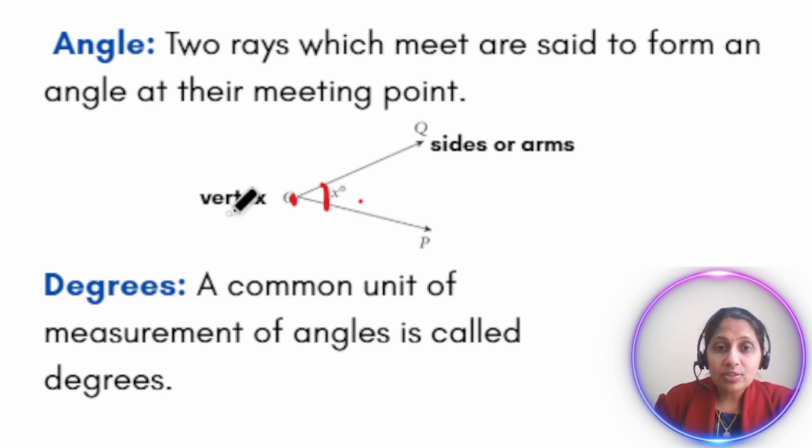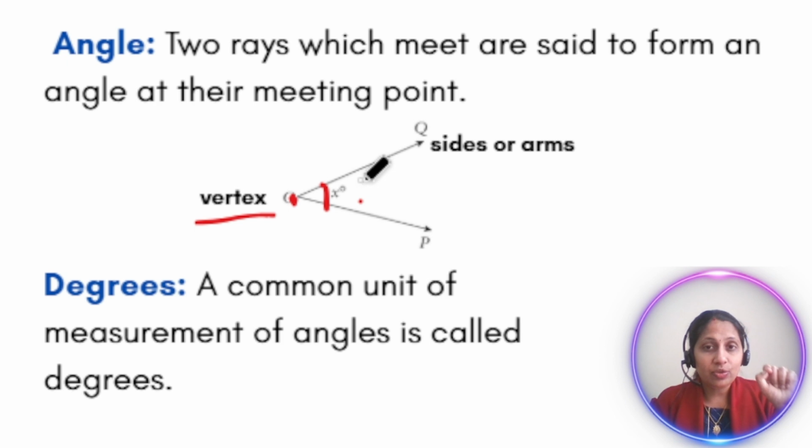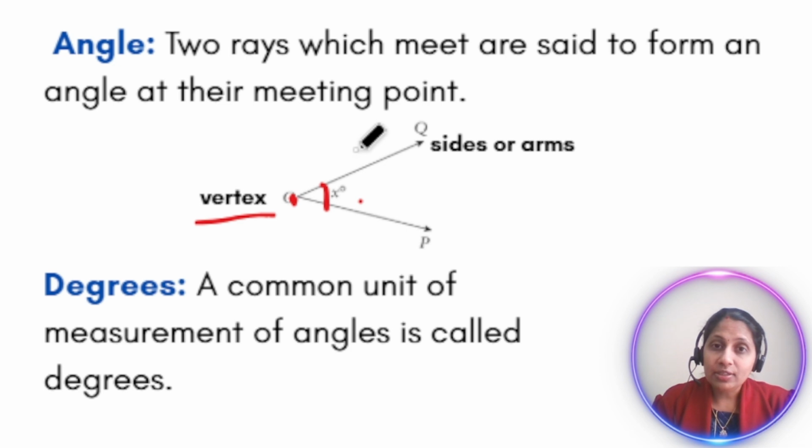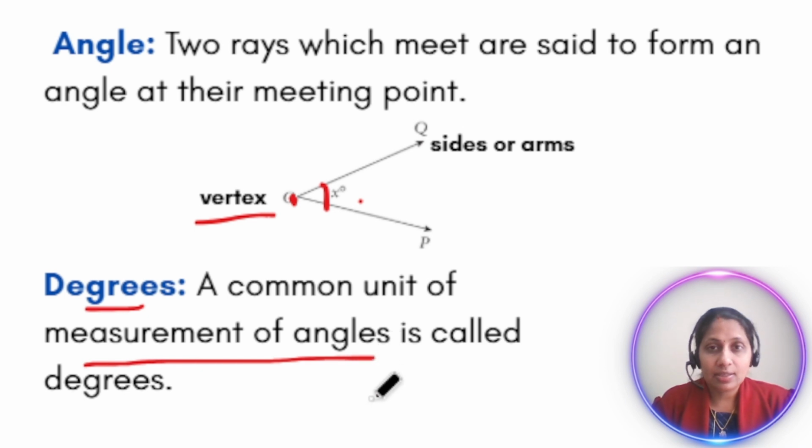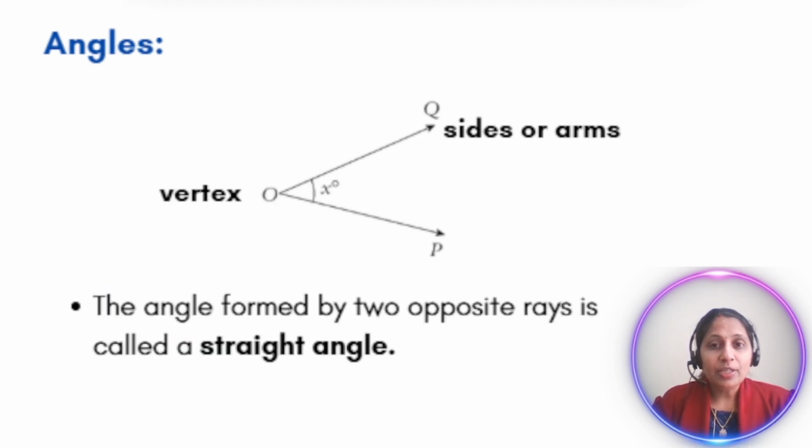Here the point O is called the vertex. The point at which the 2 rays join, where the angle is formed, is the vertex. And the 2 rays are usually called the sides or the arms. And we usually measure the angle with a unit called degree, a common unit for the measurement of angles. Like for example, length we measure with centimeter or meter. Likewise, the angle we measure with a unit called degrees. Clear? So to put it in a simple way, this is your vertex. These are your 2 arms, OQ and OP.